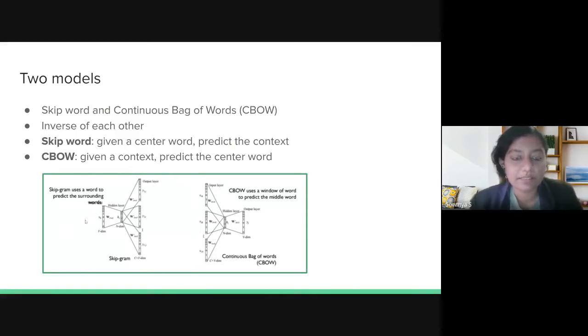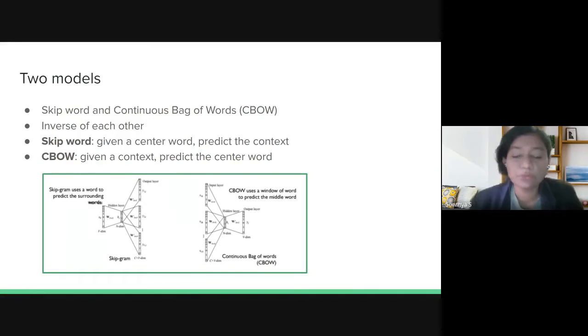So if I say "the cat is running now", the word cat is surrounded by the context: the, running, and now. Now in CBOW, I give the, running, now and get the word cat. These are the two inverse architectures we will be looking at.